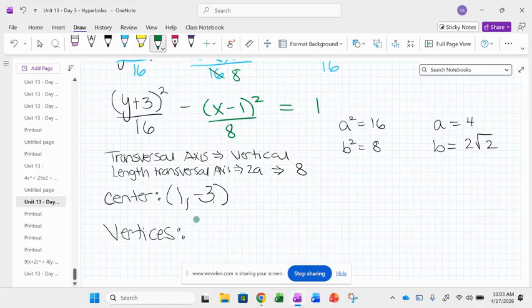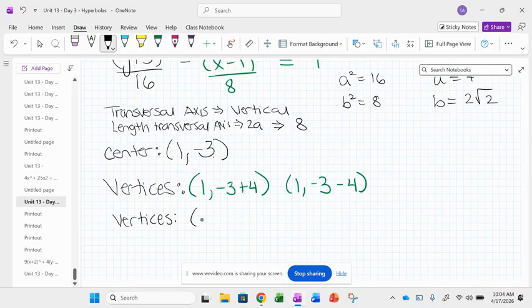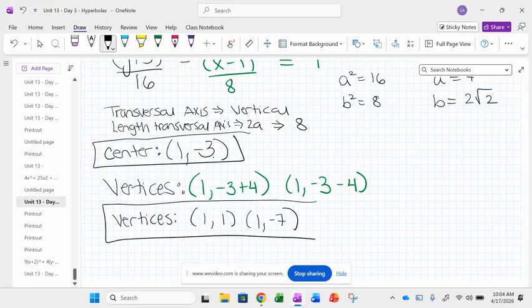So what I'm going to do is I'm going to have the point 1 comma negative 3 plus 4 and 1 comma negative 3 minus 4. So I went 4 units up from the y coordinate of the center and 4 units down from the y coordinate of the center. So now the vertices are going to be the coordinates 1 comma 1 and 1 comma negative 7. So we found our center and we found our vertices.